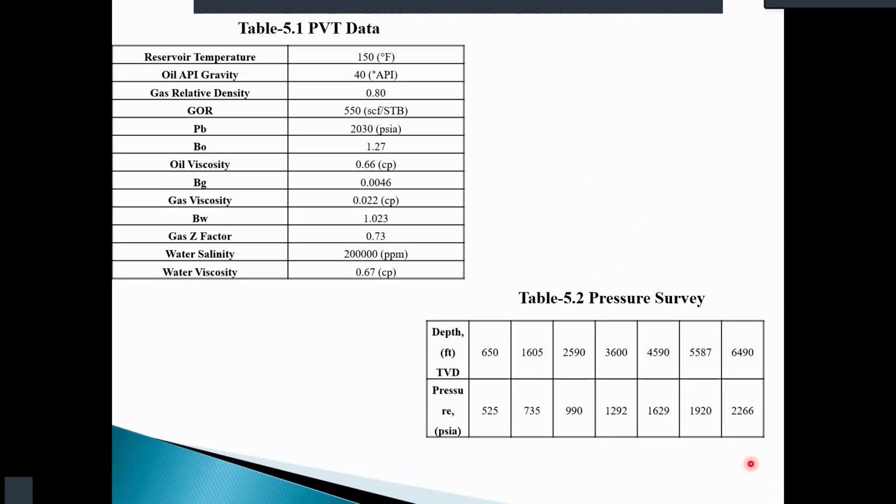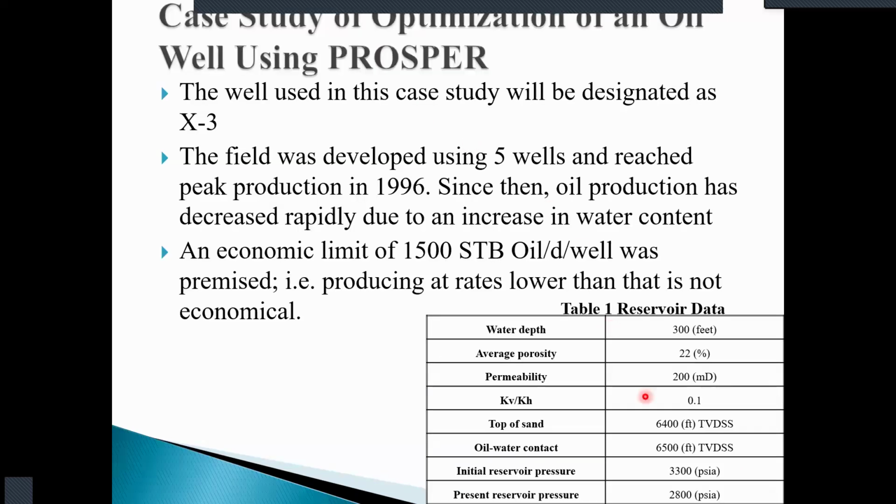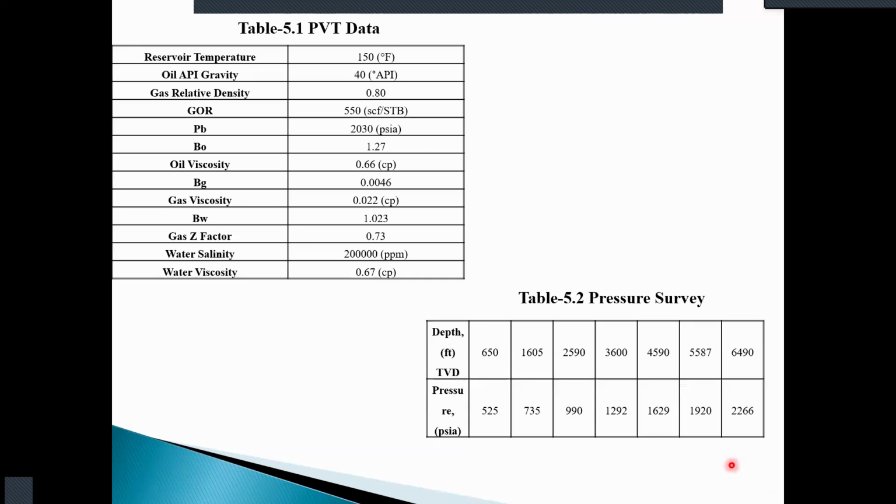So the PVT data is given here. Temperature is 150 degrees Fahrenheit. Oil API gravity is 40, which is very light or volatile. The relative density of gas, the gas gravity, is 0.8. The GOR is 550 SCF per STB. PB is 2030. So the current PR is 2800. It is single phase. It is not saturated. Okay, it is a single phase flow.